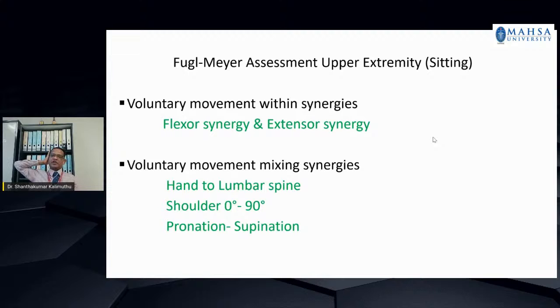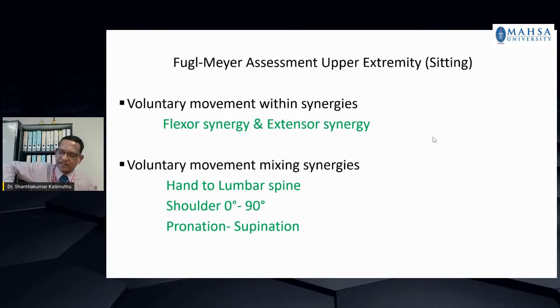And then instruct the patient to touch the opposite knee, where he is going to do adduction, internal rotation, elbow extension, forearm pronation. Okay, so that's extensor synergy. So next, after evaluating this, test the voluntary movement of mixing synergies. Now evaluate whether the patient can take the hand to the lumbar spine. Most of the stroke patients in the acute and the early subacute phase won't be able to do this movement, but this has to be tested.